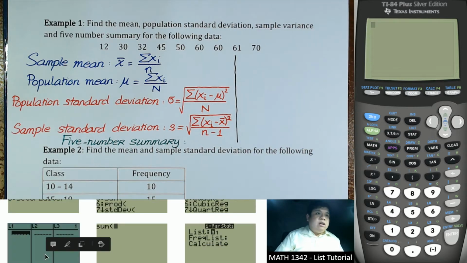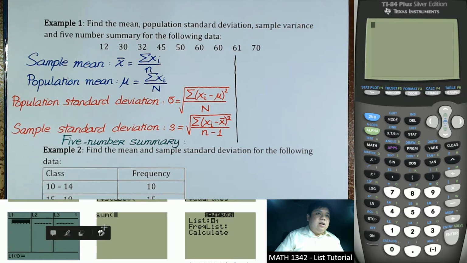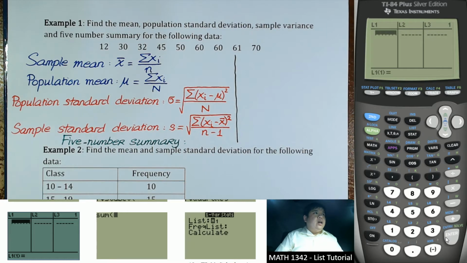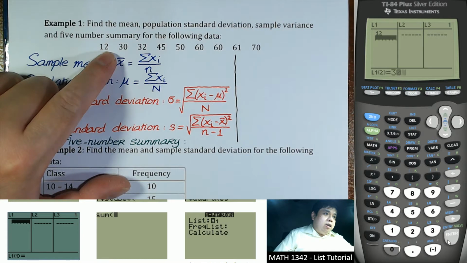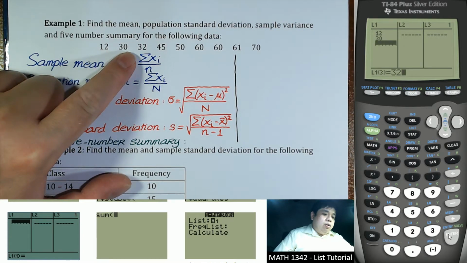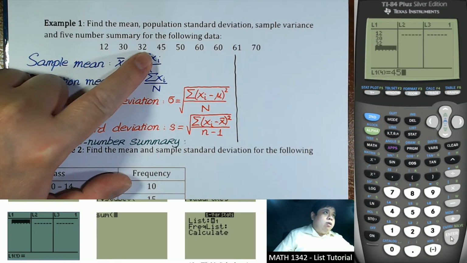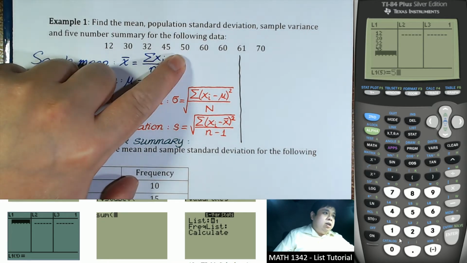Let's get back to this screen. Hit stat, edit. Right, now we just enter the numbers here. 12, 30, 32, 45, 50, 60, 60, 61.